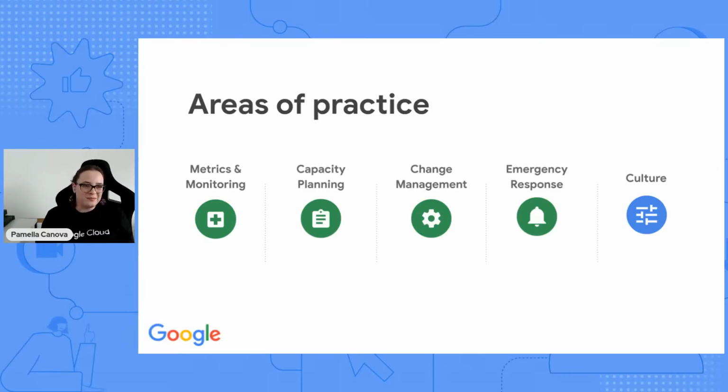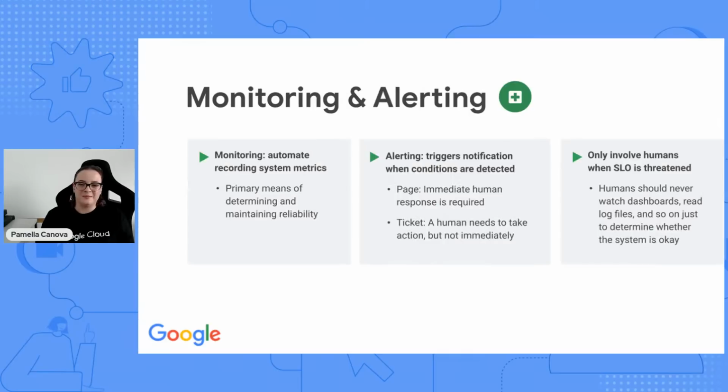These are the areas of practice of SRE. So we have the metrics and monitoring, the capacity planning, change management, emergency response, and culture. The first one, monitoring and alerting. Then we talked earlier about measuring the SLOs, and that's where monitoring and alerting comes from. So we need to measure how well we're doing against our targets.